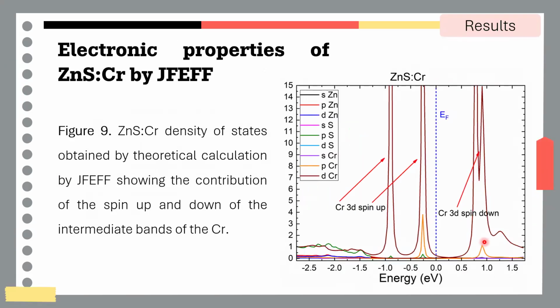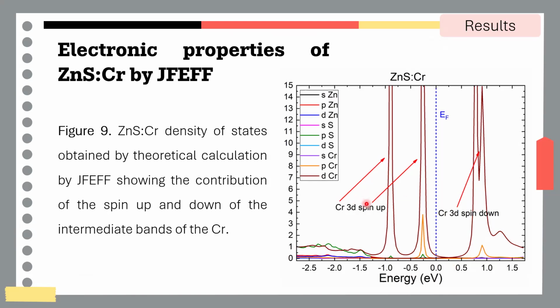Figure 9 shows the density of states graphics obtained by JFEFF for chromium-doped zinc sulfide. It's possible to observe the influence of chromium doping on the electronic structure of zinc sulfide, leading to the formation of intermediate bands within the zinc sulfide band gap. Likewise, the different contributions associated with the spin polarization, spin up and spin down, can be distinguished.